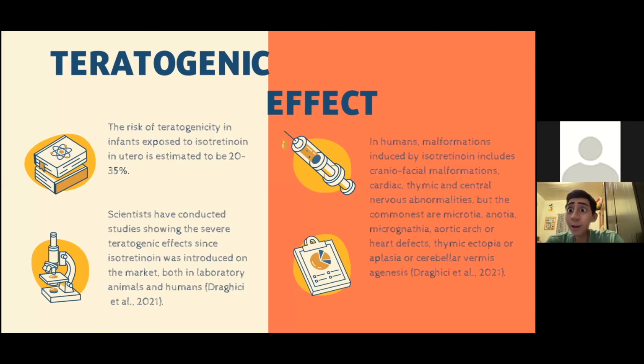Scientists have conducted studies showing the severe teratogenic effects since isotretinoin was introduced on the market, both in laboratory animals and humans. In humans, malformation induced by isotretinoin includes craniofacial malformation, cardiac, thymic, and central nervous abnormalities, but the commonest are microtia, anotia, micrognathia, aortic arch or heart defects, thymic ectopia or aplasia, or cerebellar vermis agenesis.